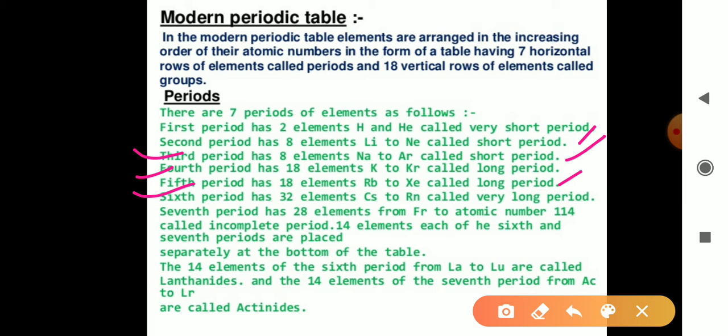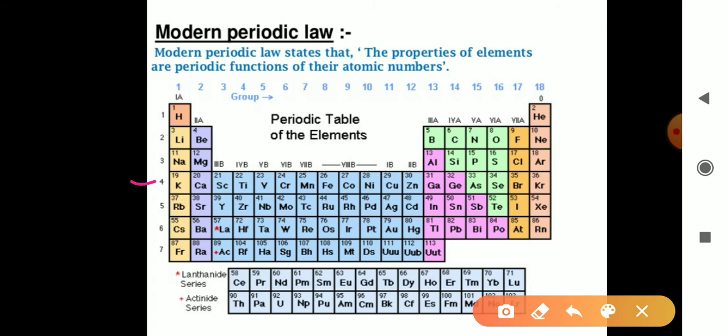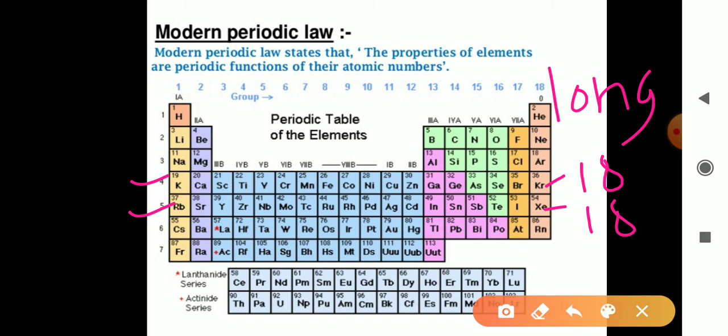Okay, so fourth and fifth now. So we can see in the table, this one is fourth and this one is fifth. So this is a complete period, that is from first group to 18th group. If we count, the total elements become 18 in the fourth. Similarly, in the fifth also total elements become 18, and therefore they are called the long periods, the fourth and fifth one.